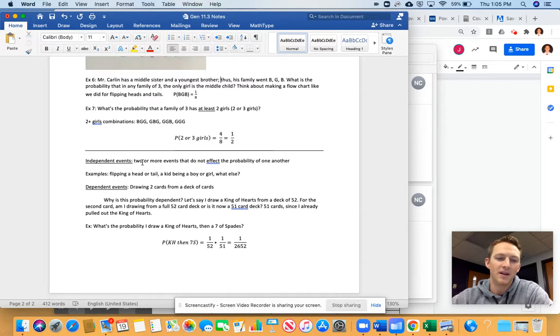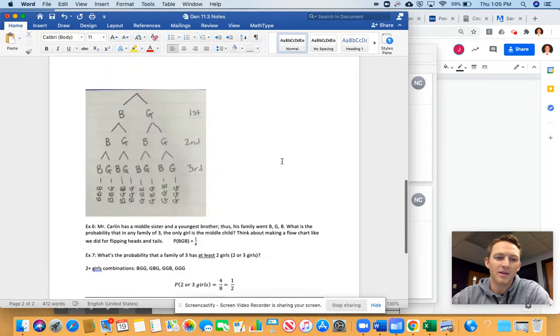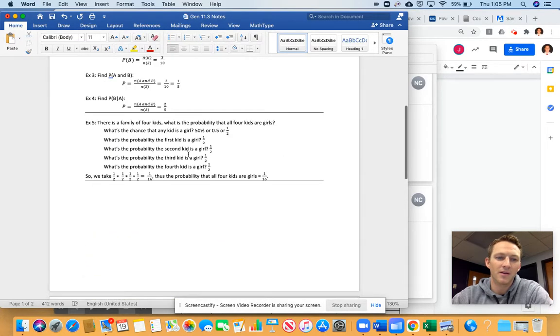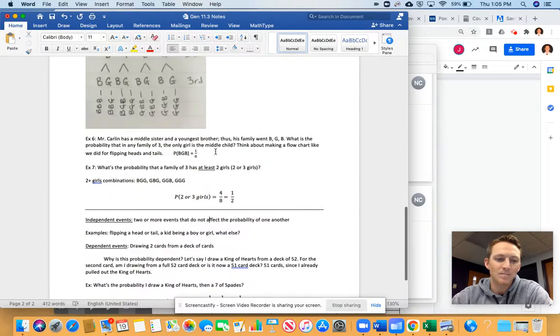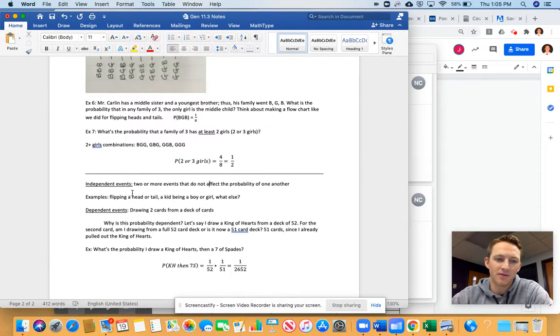Now, when we have independent events, that's 2 or more events that do not have an effect on the probability of one another, kind of like up here, right? The probability of having a girl the second time does not matter if it's a girl or boy the first time, it's still 1/2. So examples like flipping heads or tails, is a kid a boy or a girl? Try to think of some other things.